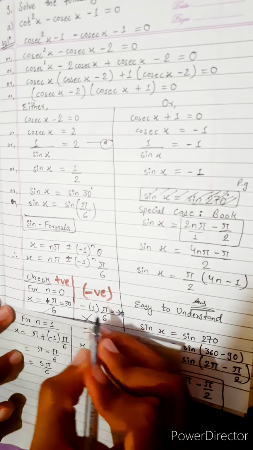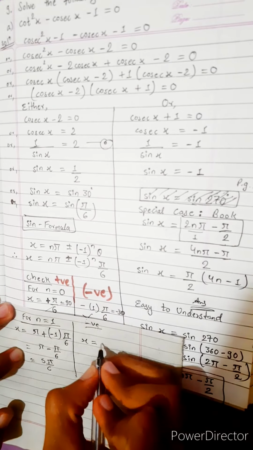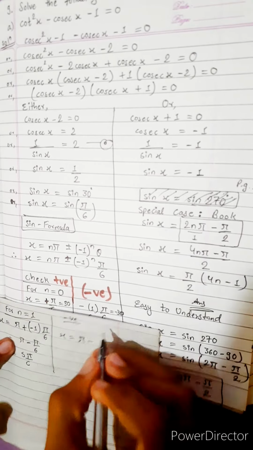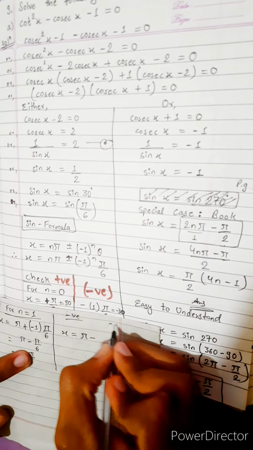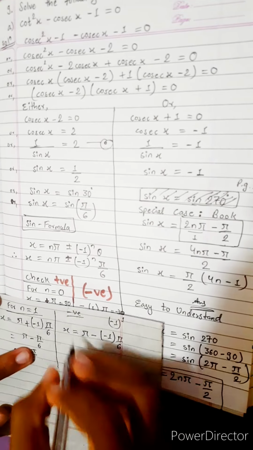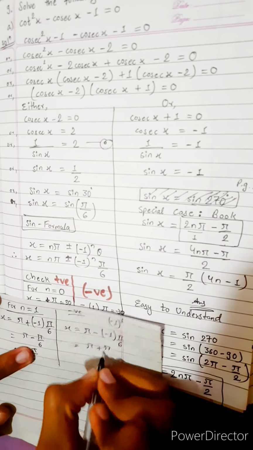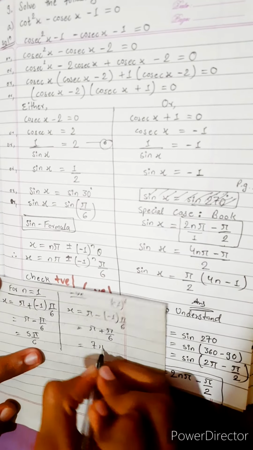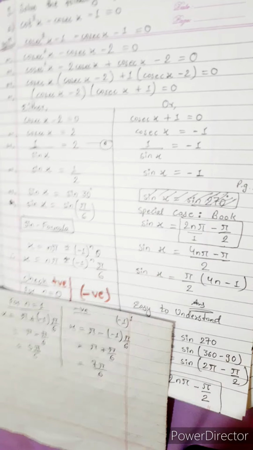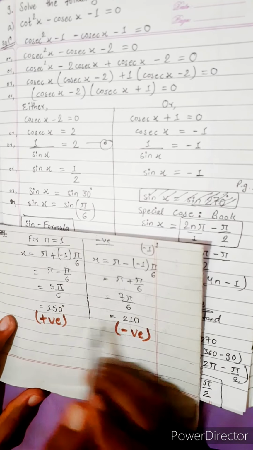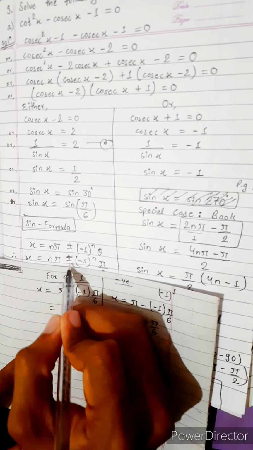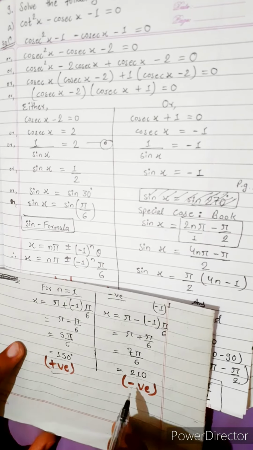x equals n, which means 1, so it will be pi. We are taking negative here, so minus. Minus 1 power 1 is always minus 1, pi by 6. Now we get pi plus pi by 6, which is 7 pi by 6. Let's check 5 pi by 6, which means 150. 7 pi by 6 means 210. This we got taking the positive value, and this we got taking the negative value.